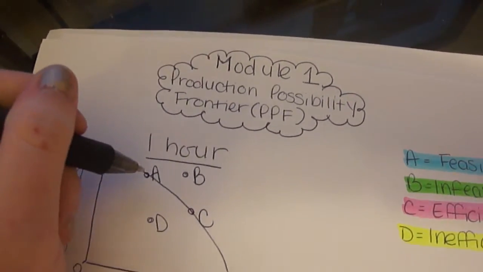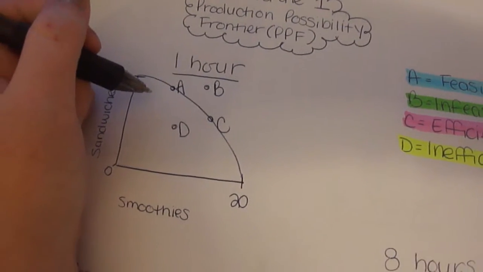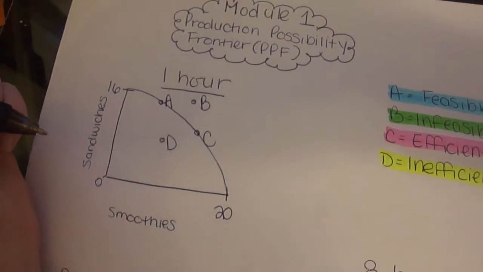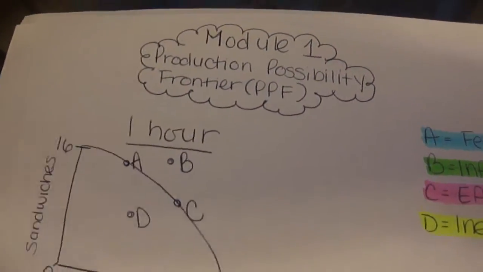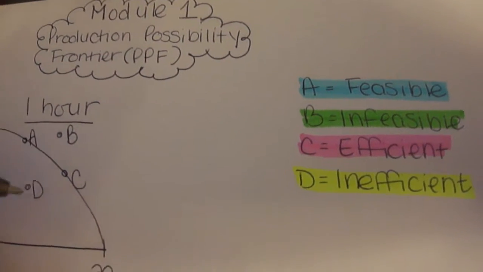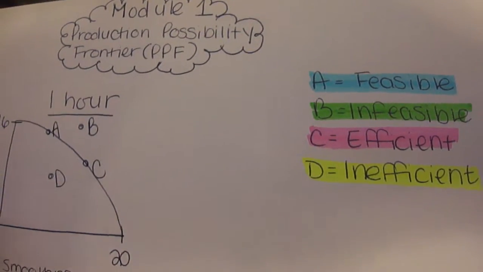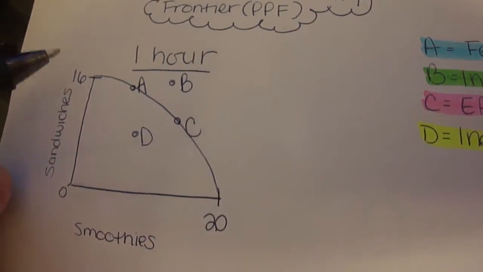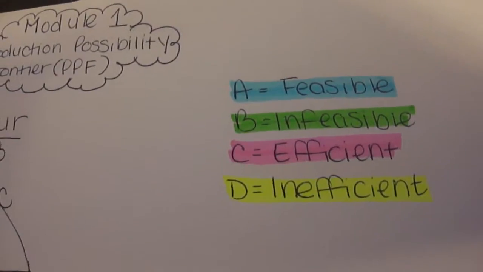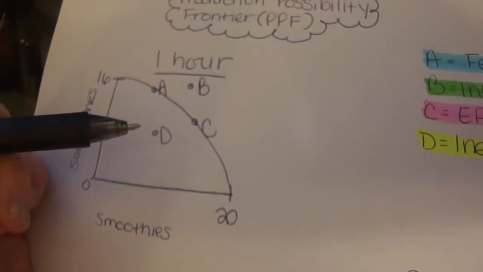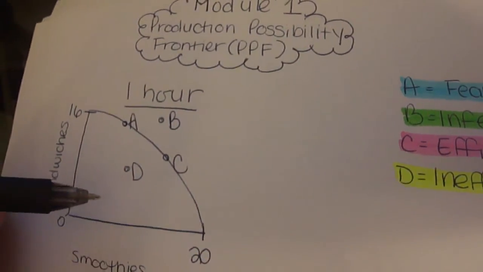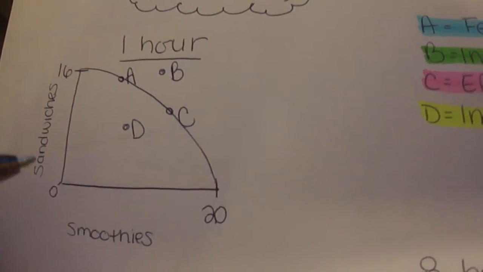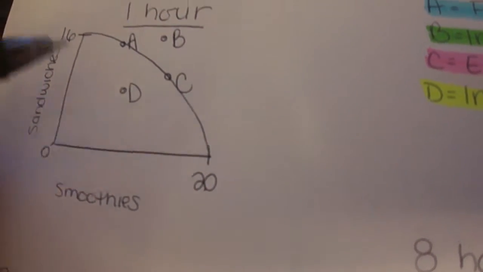As you can see here, A is feasible. It's a point that lies either on the production possibility curve or to the left of it, and it can be produced with currently available resources. B is infeasible because you can't produce that many in the amount of time given. C is efficient because it lies on the production possibility curve. And D is inefficient because you can easily produce more smoothies or sandwiches than what's right here.